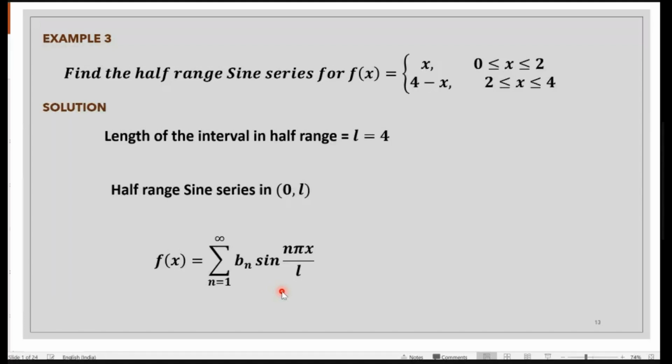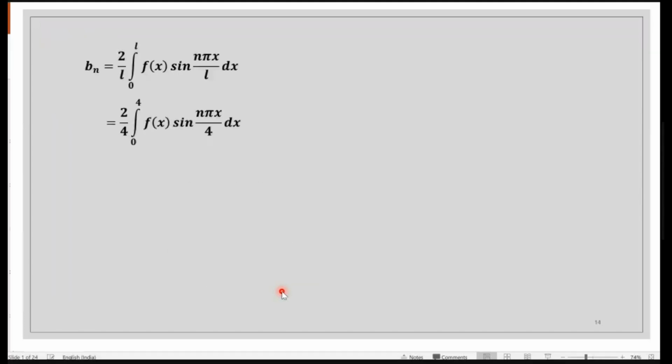Calculating bn now. Since L is 4, so I'll get 2 by 4 integral 0 to 4 f x sin n pi x by 4. But the function is not defined. f of x is not defined in 0 to 4. It is defined in two intervals. तो 0 to 2 plus 2 to 4. इसको separate करेंगे हम लोग.